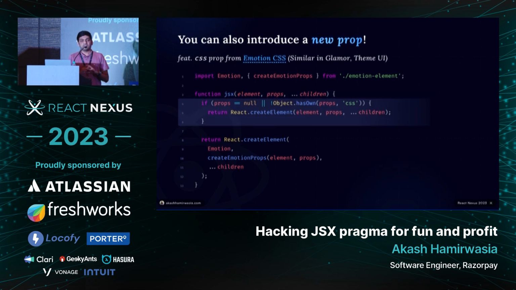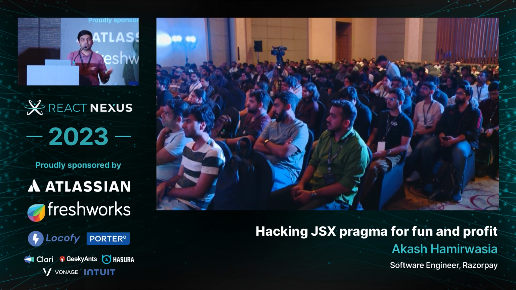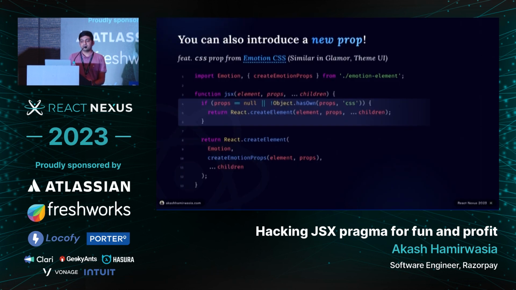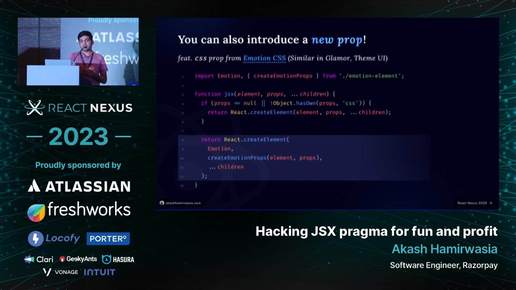And here, at first, they check whether the CSS prop is set in the current component. If the CSS prop is not set, simply fall back to calling React.createElement and rendering the default component. But if the CSS prop is set, instead of rendering that component, render a special component called Emotion and pass in the props from the createEmotionProps function call.